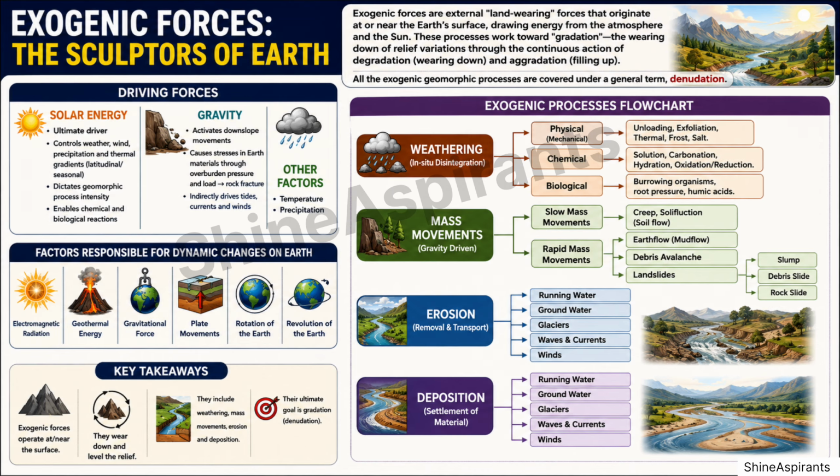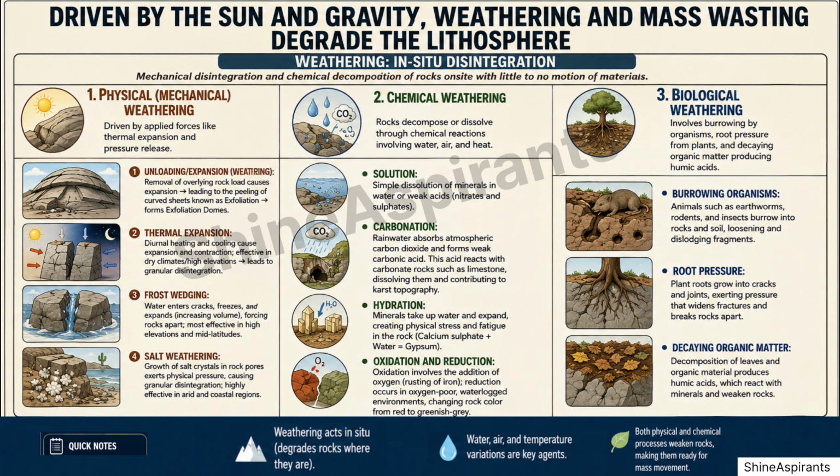Driving forces. Solar energy, the ultimate driver, controls weather, wind, precipitation, thermal gradients. Gravity activates downslope movements, causes stresses through overburden pressure, drives tides, currents, winds indirectly. Other factors: temperature and precipitation. A. Weathering. Weathering is the in situ disintegration of rocks, mechanical disintegration and chemical decomposition on site, with little to no motion of materials.